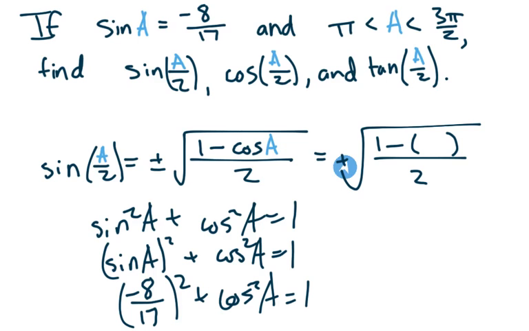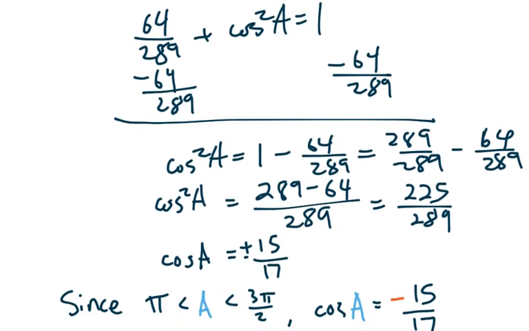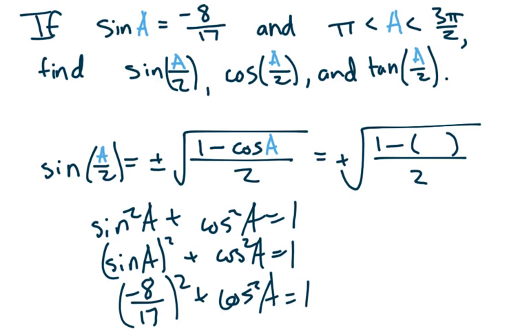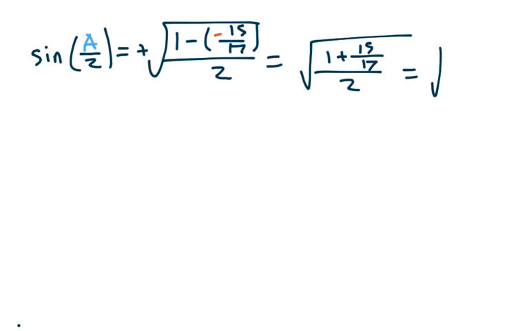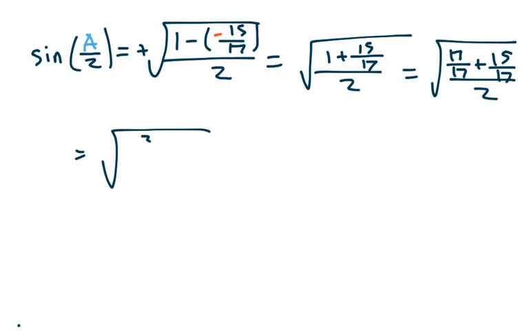So finally we know we want the positive square root of 1 minus, what was cosine of A? Cosine of A was negative 15 over 17. So we've got negative 15 over 17. And we've got to simplify that. So the first thing is this double negative. 1 minus a negative means 1 plus 15 over 17. And then, like before, the strategy is to get a common denominator. 1 is equivalent to 17 over 17. Combine the two terms up top, 15 plus 17.